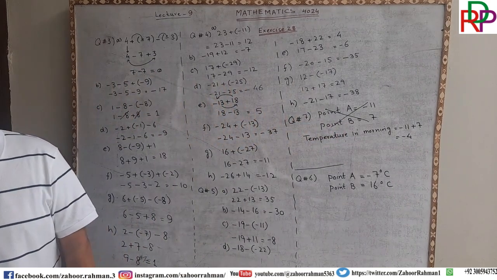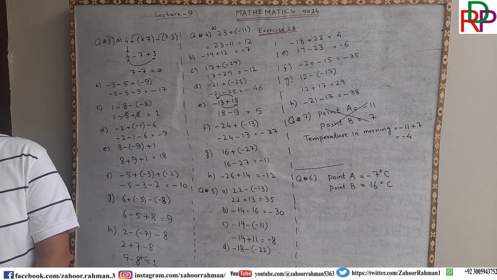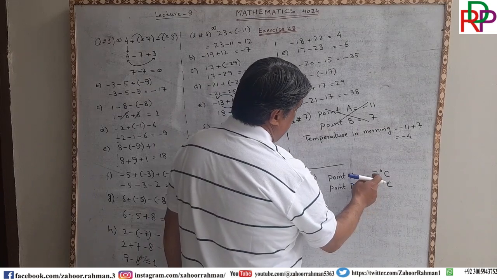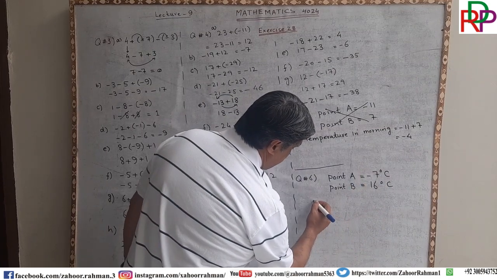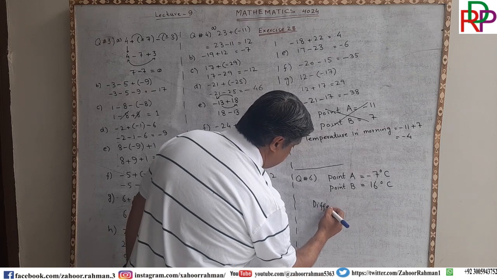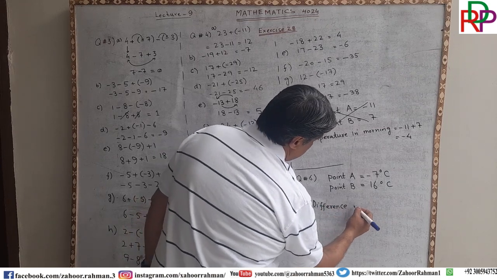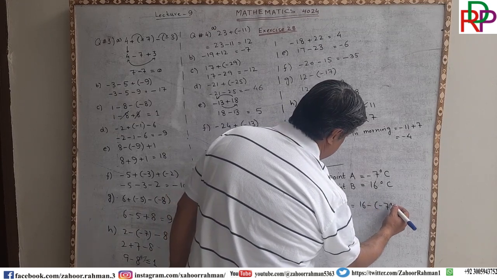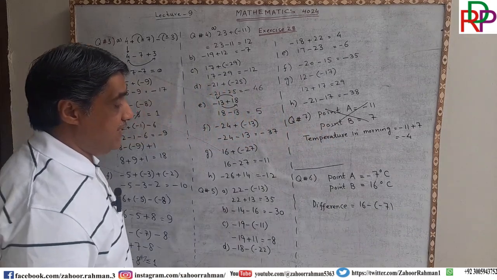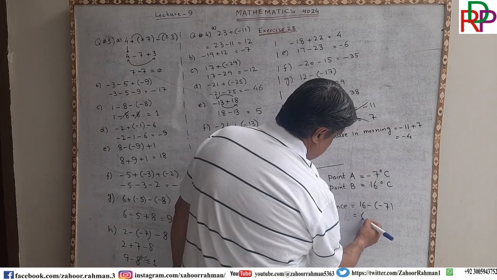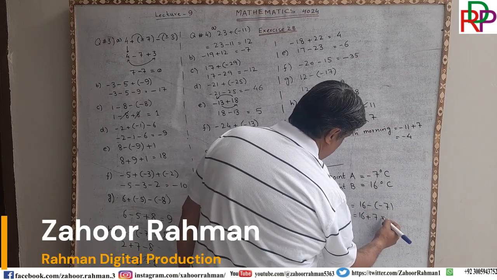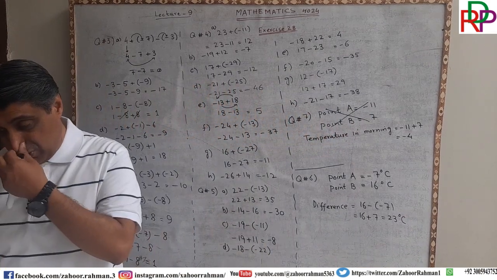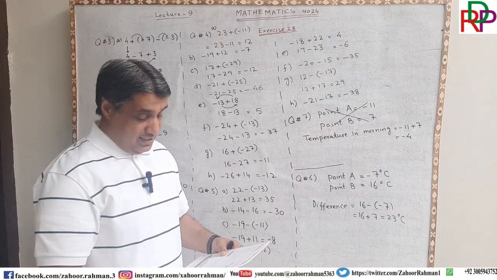So we have to find the difference, and for the difference between the two we have to subtract the smaller number from the larger. So we are writing difference is equal to 16 minus minus 7. So it means 16 plus 7, which is equal to 23 degrees Celsius.